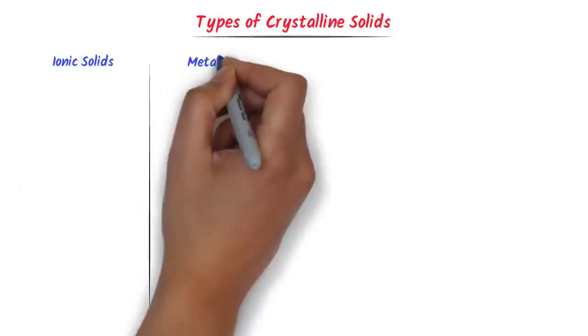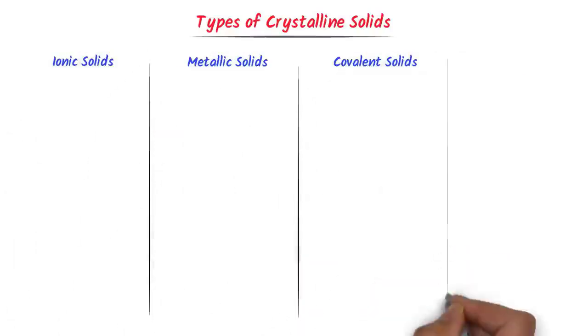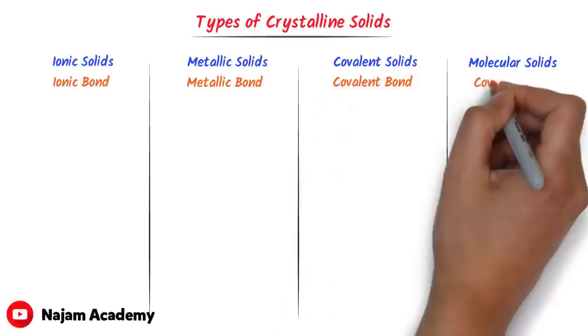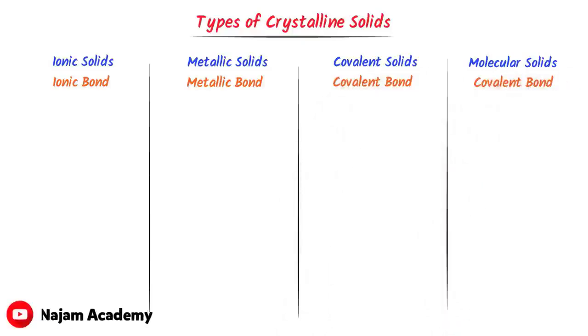Now let me teach you the four types of crystalline solids: ionic solids, metallic solids, covalent solids, and molecular solids. To learn all these four types of crystalline solids, I teach my personal trick. I say ionic solids contain ionic bond, metallic solids contain metallic bond, covalent solids contain covalent bond, and molecular solids contain covalent bond. Now we can easily understand each type of solid on the basis of their respective chemical bond.